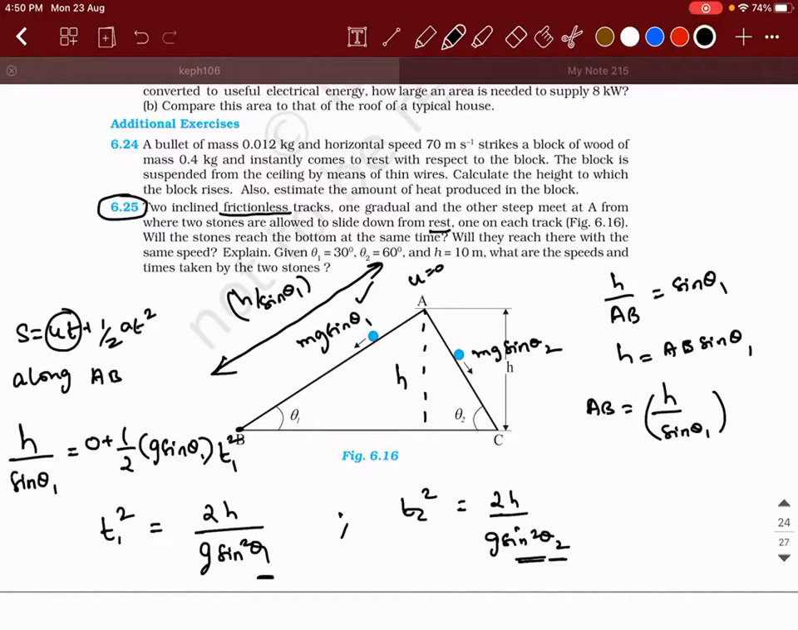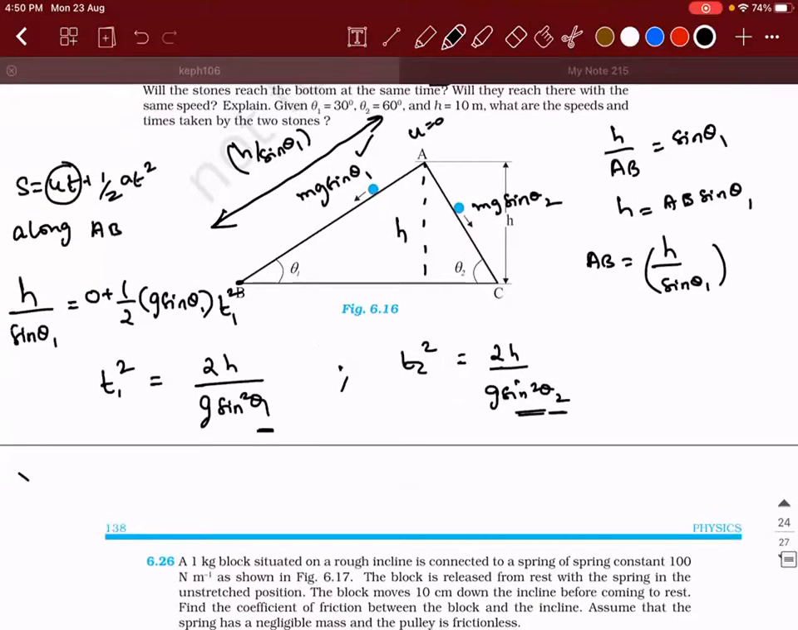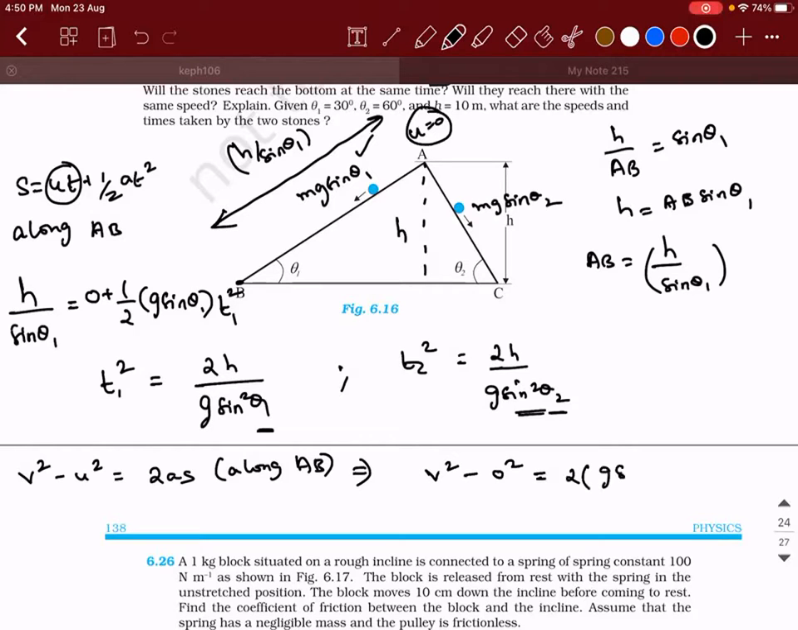Now, what about the velocities? How will you calculate the velocities? v square minus u square is equal to 2as. If you apply it along AB, v square minus u, which is 0, is equal to 2 into g sin theta 1 into the distance, which is h divided by sin theta 1. The sin theta 1 terms cancel, so you will get 2gh. So v1 square is 2gh. Similarly, calculate v2 square and tell me what the answer is.